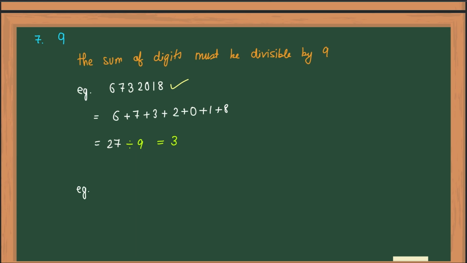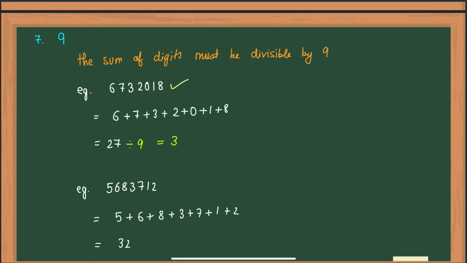Let us consider another example. The other example is 5683712. The same concept: 5 plus 6 plus 8 plus 3 plus 7 plus 1 plus 2. On adding up, you will get 32. Now we know that on dividing 32 by 9, it is evident that it will yield a remainder. If you do the calculation, you will get the remainder as 5. It means that this number is not divisible by 9.